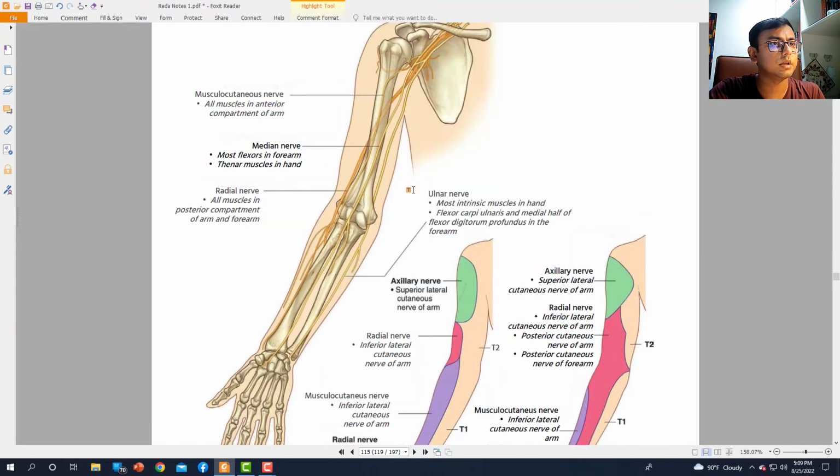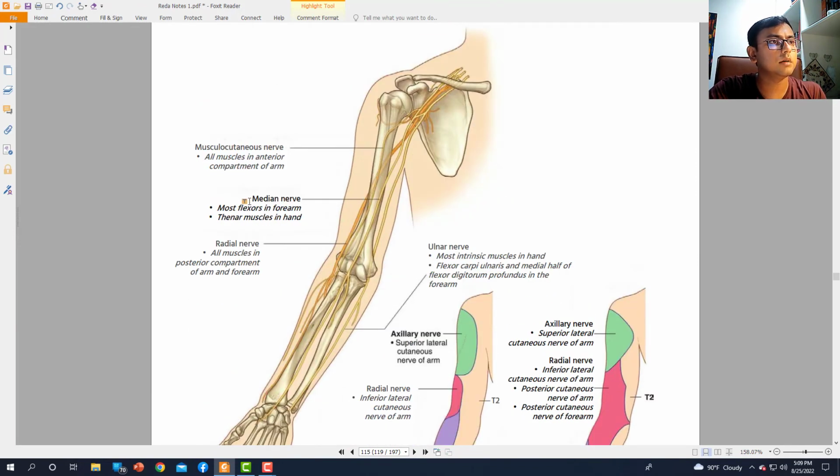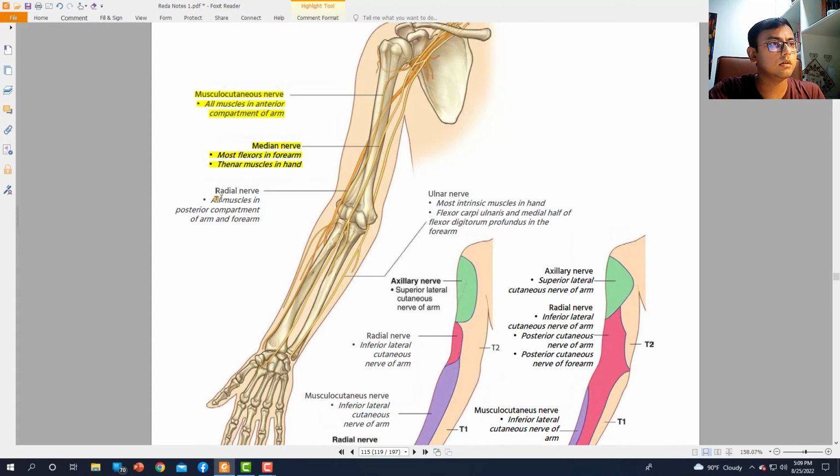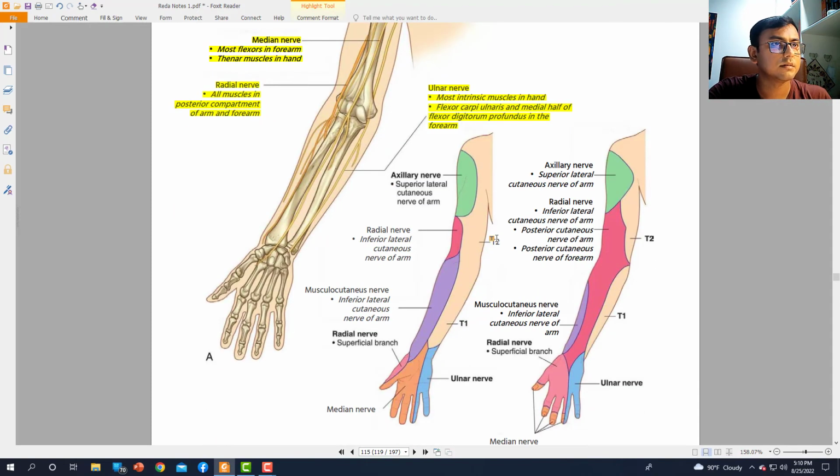Now the nerve supply. The median nerve supplies most flexors of the forearm and the thenar muscles of the hand. The musculocutaneous nerve supplies all muscles of the anterior compartment of the arm. The radial nerve supplies all of the posterior compartment of the arm and forearm. And the ulnar nerve supplies most intrinsic muscles of the hand, flexor carpi ulnaris, and the medial half of flexor digitorum profundus.